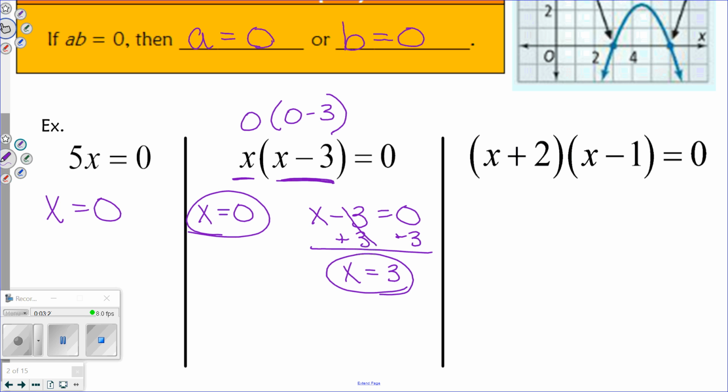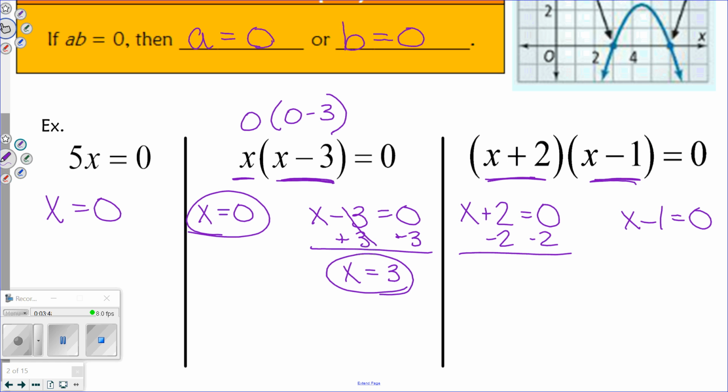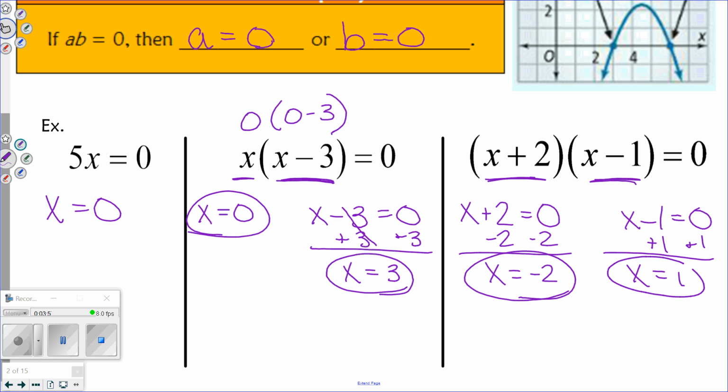Okay, x plus 2 times x minus 1 equals 0. Again, back up to this. Either this one equals 0 or that one. So x plus 2 equals 0, or x minus 1 has to be 0. And then can we solve both of those for x? Yeah. So x equals negative 2, or x equals 1.